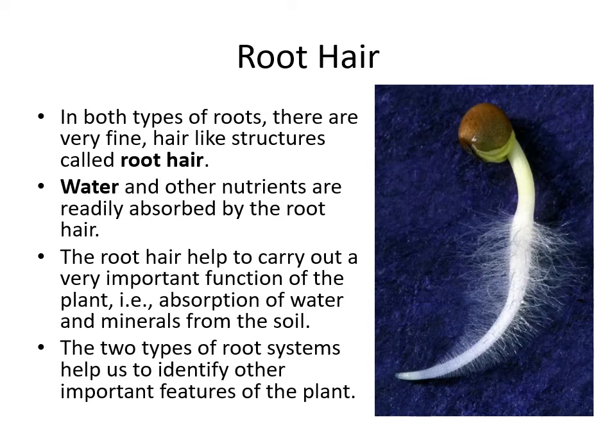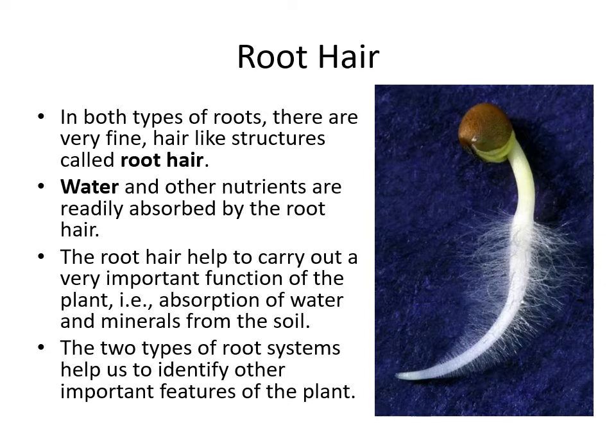The two types of root system, that is the taproot system and the fibrous root system, help us to identify other important features of the plant. Let us revise the taproot and the fibrous root system.